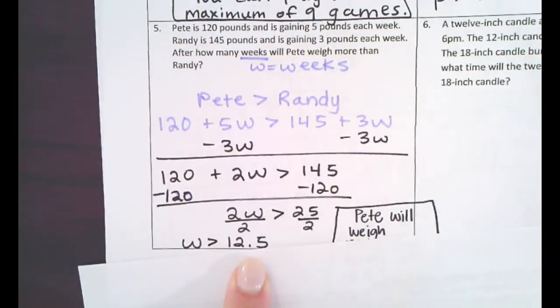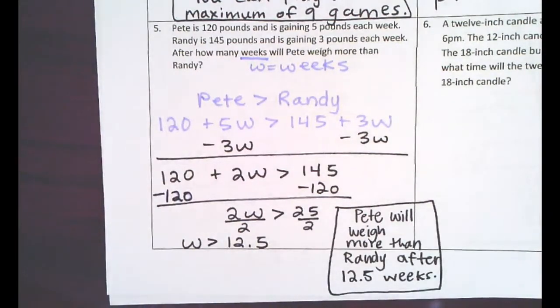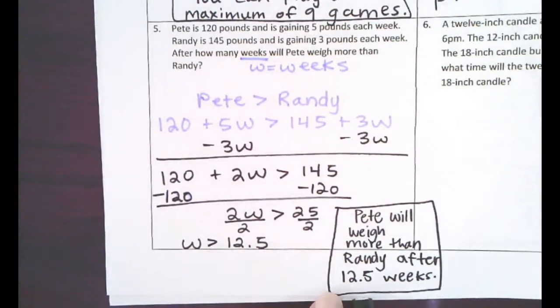Now, you can interpret this one similar to the one we did with the pizzas and the games, and you can round up to 13 weeks, but there really wasn't a whole lot of information given. We don't know when they weighed in or if they were just keeping a tally throughout the week. So I left it as Pete will weigh more than Randy after 12.5 weeks. So you could put 13 weeks or 12.5 for this one. I would not be too picky on that, because time can be continuous.